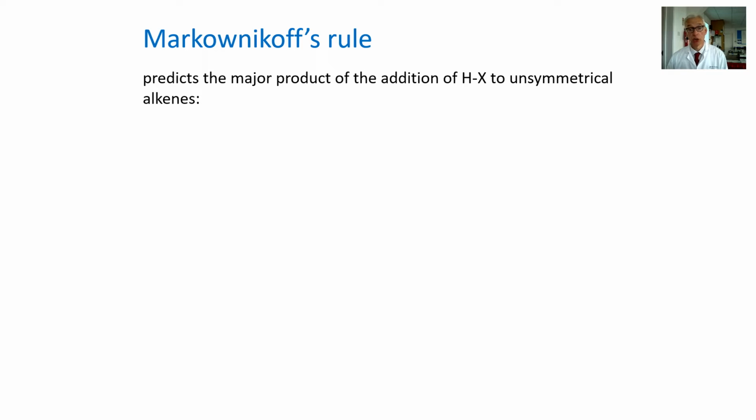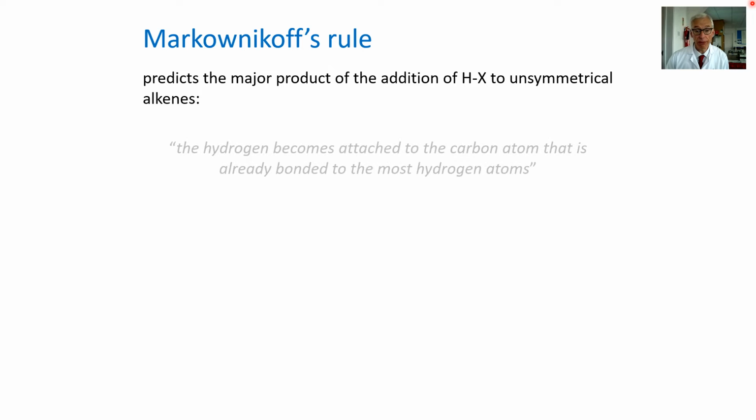which brings us to Markovnikov's rule, a rule that predicts the major and minor products of the addition of molecules such as HX to an unsymmetrical alkene. So some terms there will need explanation, but the rule itself is very simple. The hydrogen becomes attached to the carbon atom that is already bonded to the most hydrogen atoms. So we'll do some examples just to clarify that.